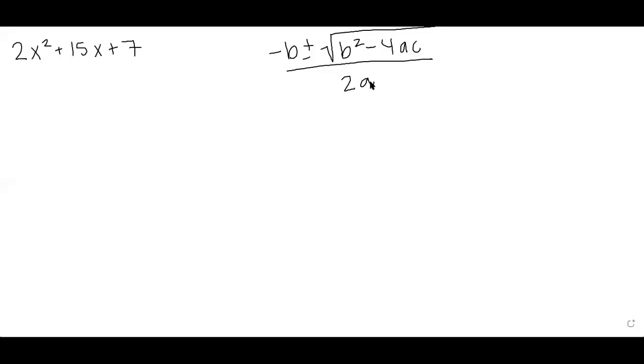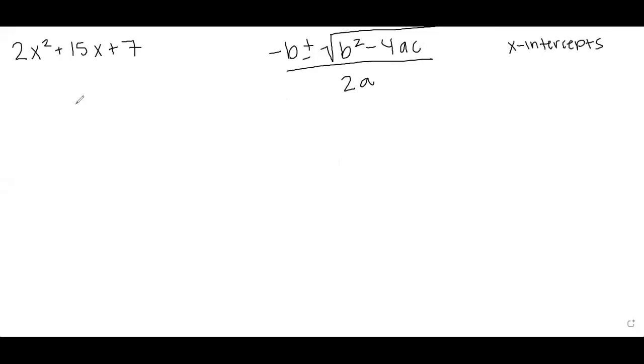What is the purpose of this? What information does this give us? Say it again. The x-intercept. So this gives us our x-intercepts.